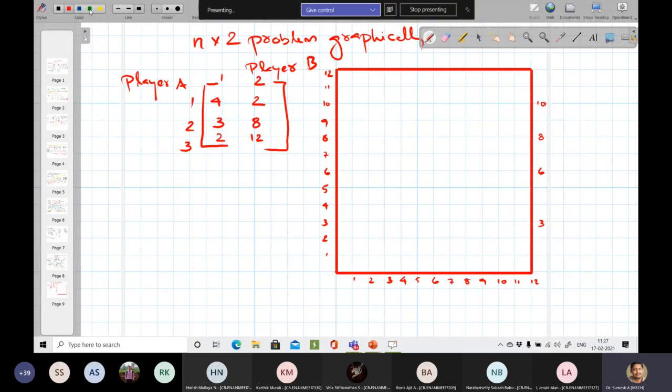It is 4 and 2 for player A. Its first strategy values are 4 and 2. So 4 I will take it here, and 2 I will take it here. Okay, so I will join it. That is taken as L1.